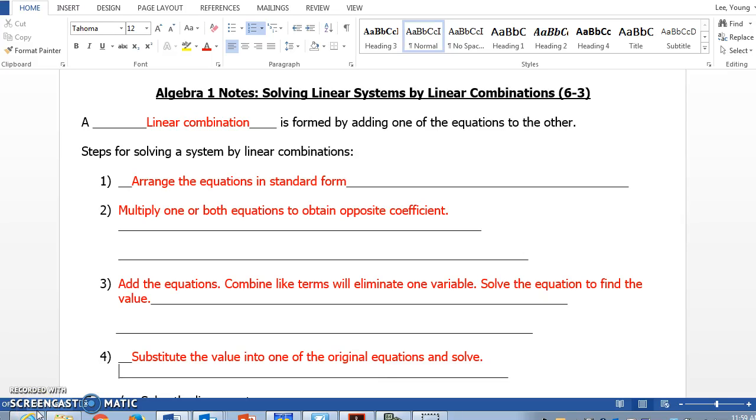So guys, today we're going to learn how to solve systems of equations using different methods. Last class we learned how to solve the systems using graphing. Today we're going to learn linear combination. We also call that elimination.